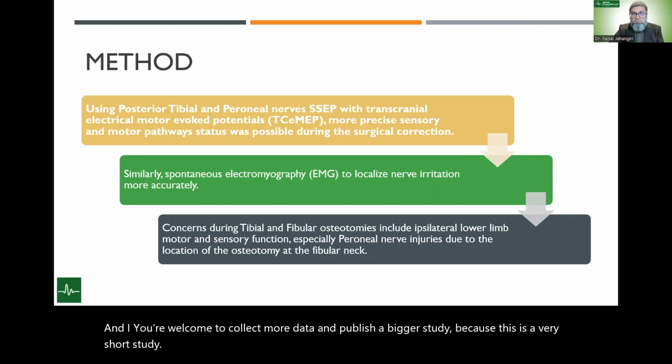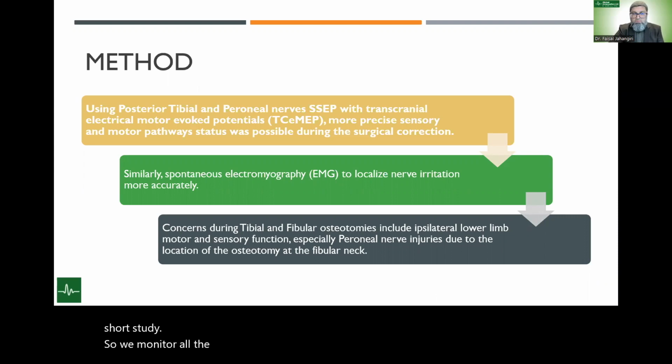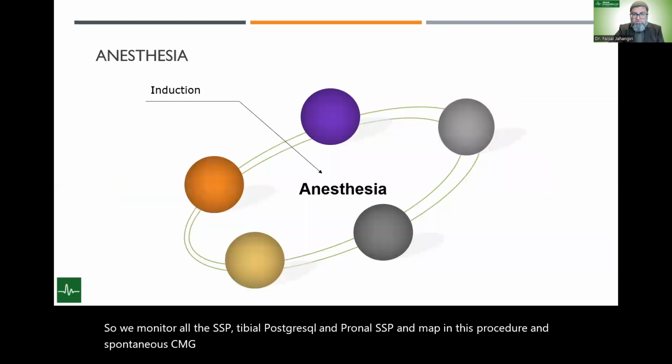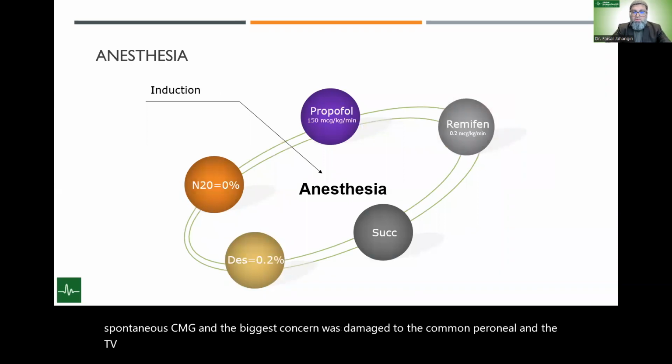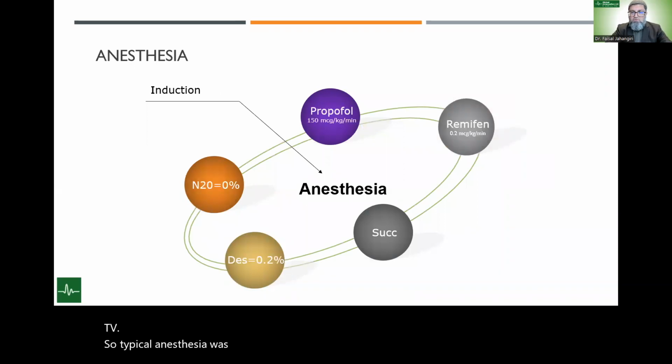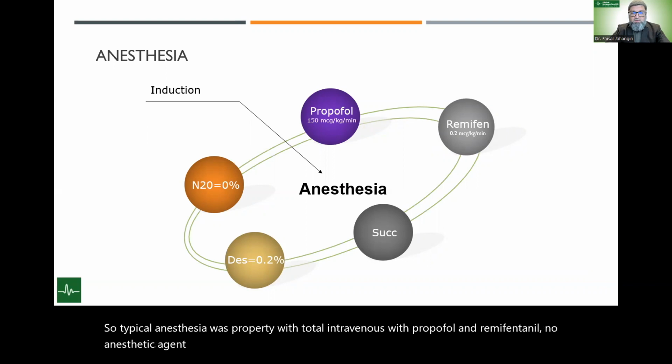So we monitored ulnar SSEP, tibial and peroneal SSEP and MEP in this procedure, and spontaneous EMG. The bigger concern was damage to the common peroneal and the tibial nerve. Typical anesthesia was total intravenous with propofol and remifentanil, with no inhalation agent or nitrous oxide.